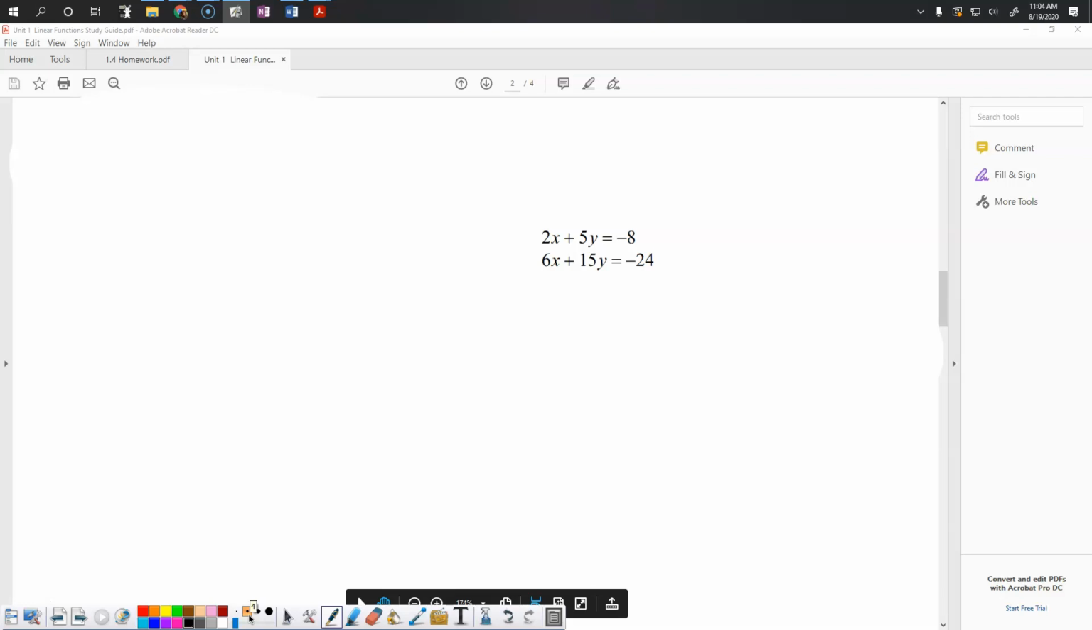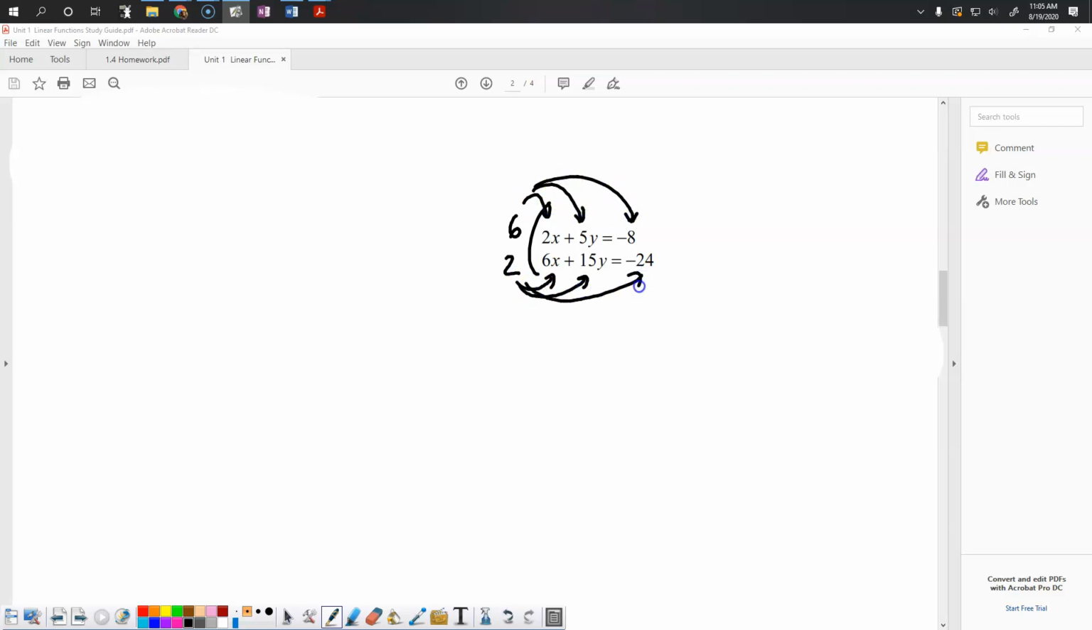So same process as the last one. Take a variable you want to cancel. Let's cancel the x's again. Take the coefficients off and reverse them. So I'm going to take the 6 from the bottom, put it on the top. Take the 2 from the top and put it on the bottom, and multiply straight across. And so what we end up with is 12x plus 30y equals negative 48 on the top. And on the bottom we get 12x plus 30y equals negative 48.